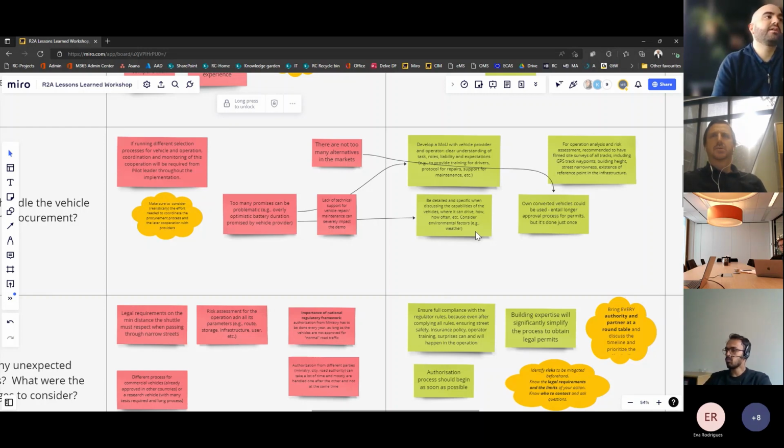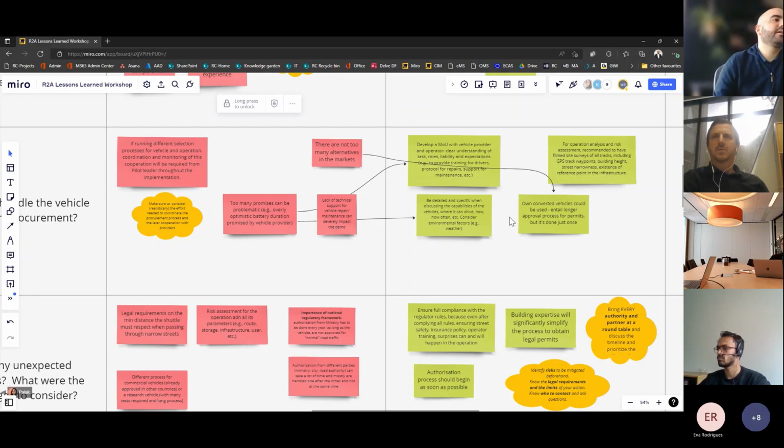And once the procurement process has been led, the importance was also highlighted to develop a very comprehensive agreement, a contract, an MOU with the vehicle provider and operator to make sure that there's a clear understanding of all the tasks, all the roles, liabilities, and expectations across the board. Make sure that you know who's going to provide training for the drivers, protocol for repair, support for maintenance, as mentioned, and so on.